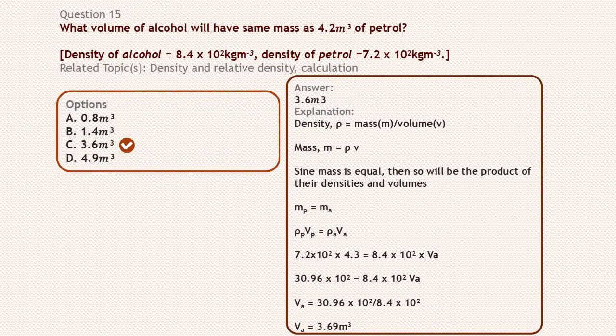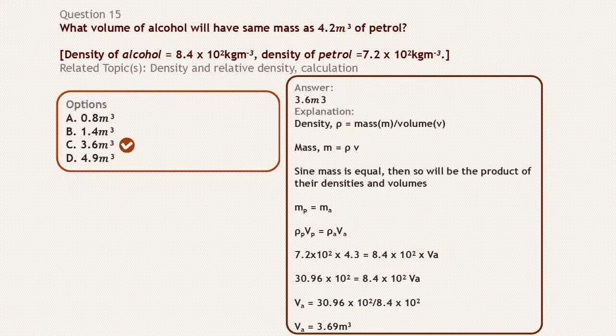In the question, they already give us the density of the petrol as this, times the volume of the petrol, which is 4.2 meter cube. We then say this is equal to the density of the alcohol, that's 8.4 times 10 raised to the power 2, times the volume of the alcohol. So here 7.2 times 4.3 is going to give us 30.96, then times 10 raised to the power 2. This is equal to 8.4 times 10 raised to the power 2 VA, where VA is the volume of the alcohol.